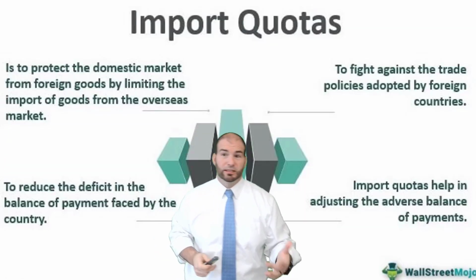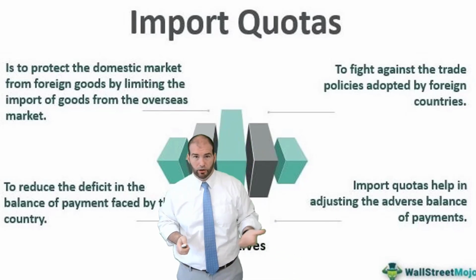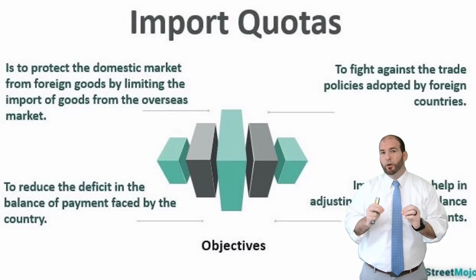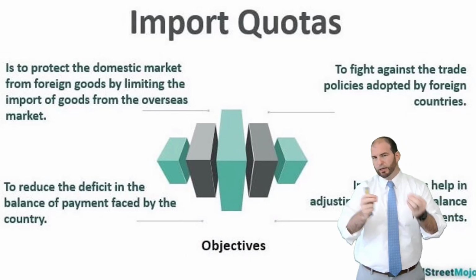Another thing that the government does is they create import quotas, all right? They basically say that there's a limit on how much of a product that you can bring into a country.